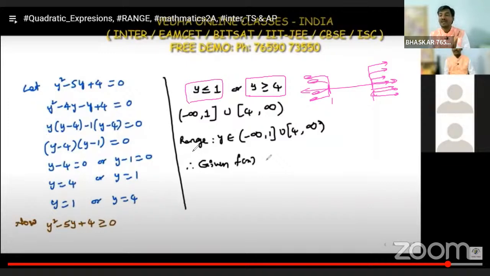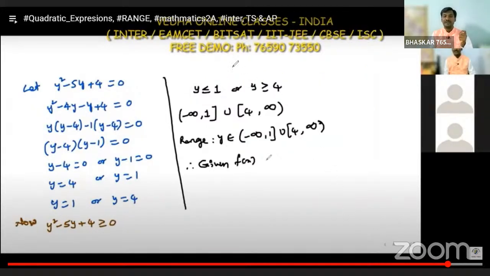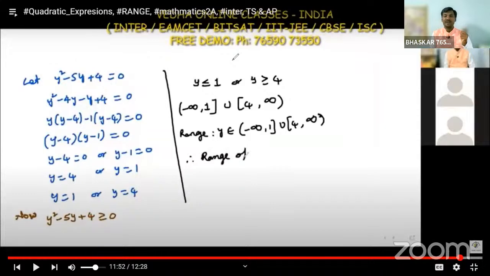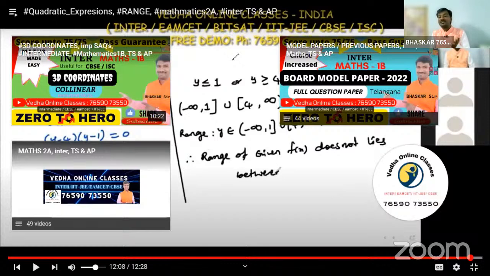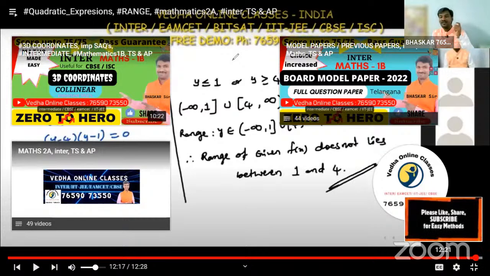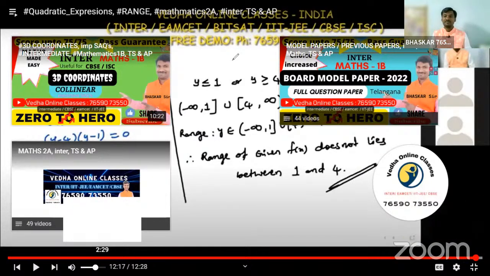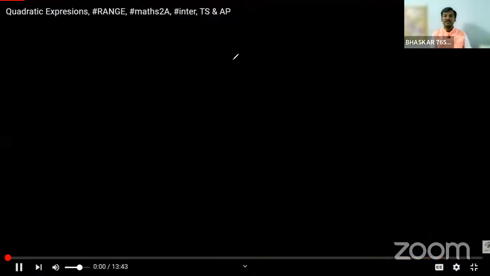What is the range here? He may ask for the range, or where it lies or does not lie between. If we ask the range, we write it like this: y belongs to minus infinity to 1 union 4 comma infinity. That means the range of the given f of x does not lie between 1 and 4. Understood?